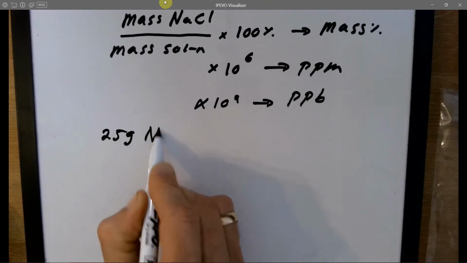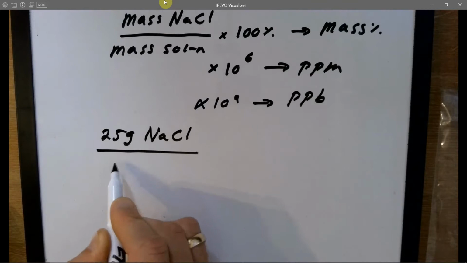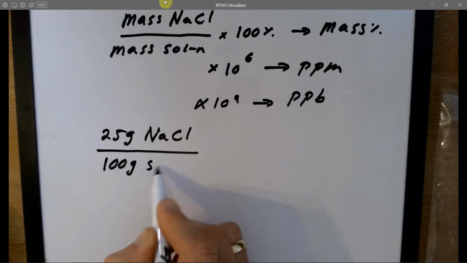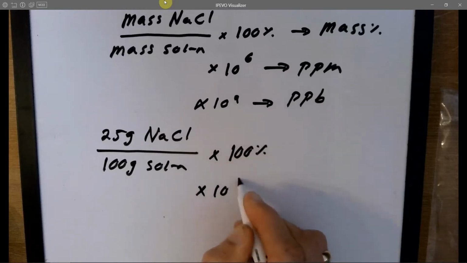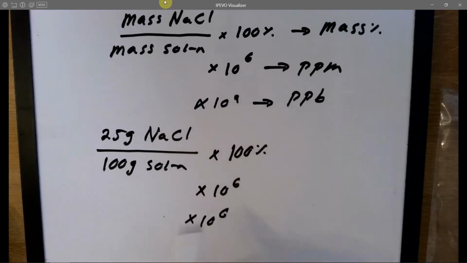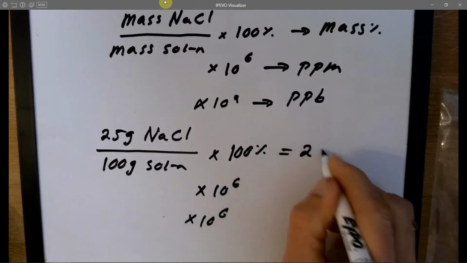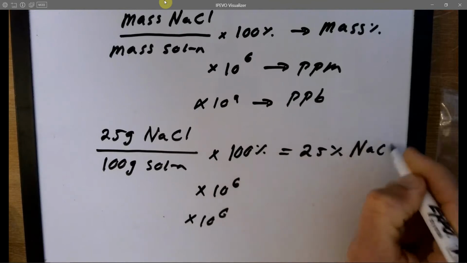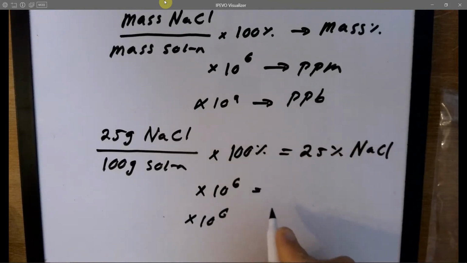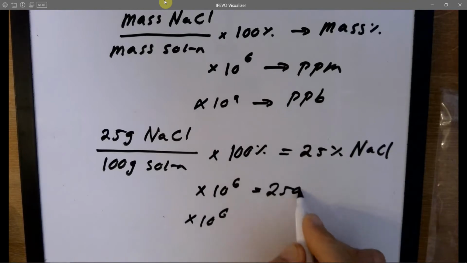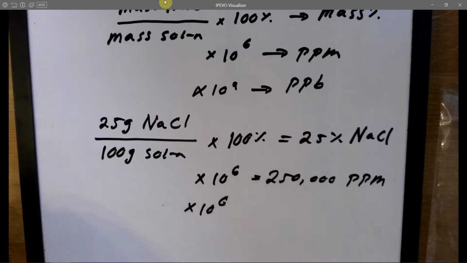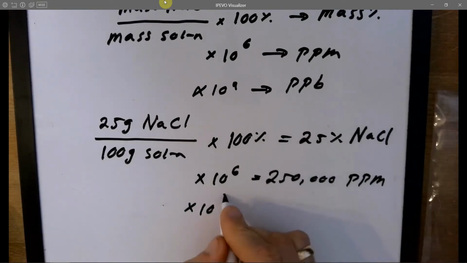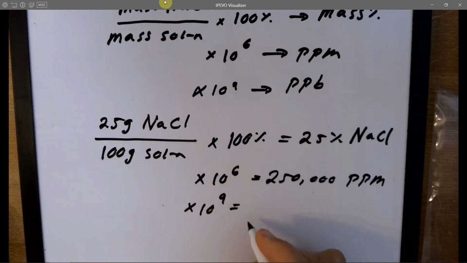25 grams of NaCl divided by 100 grams of solution. So let's do it 3 times: times 100, times 1,000,000, times 1,000,000,000. So 25 divided by 100, that's 0.25. 0.25 times 100, that's 25% NaCl in water, or in solution. Times 1,000,000 ends up being 250,000 parts per million. And times, I miswrote this, it's 10 to the 9th, times 1,000,000,000, I get 250 million.